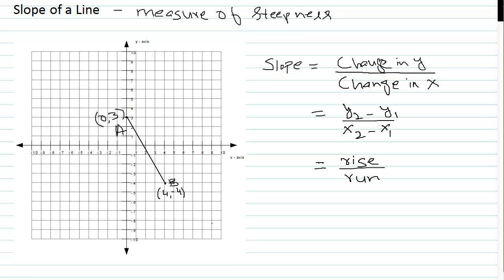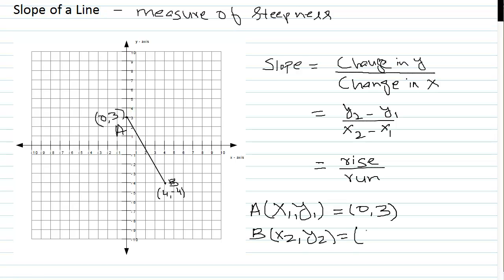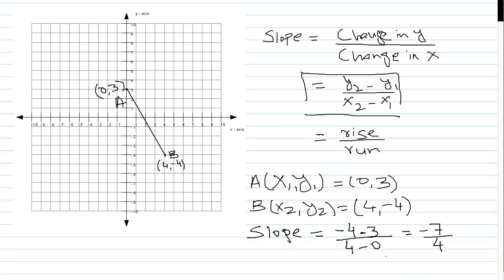Then in that case, I will denote the coordinates of A as x1 and y1, which we know are 0 and 3. And for point B, we will say that the coordinates are x2 and y2, and they are 4 and minus 4. So now we have identified the coordinates correctly. All we have to do is to plug in these values into the slope formula right over here. And we get minus 7 over 4.